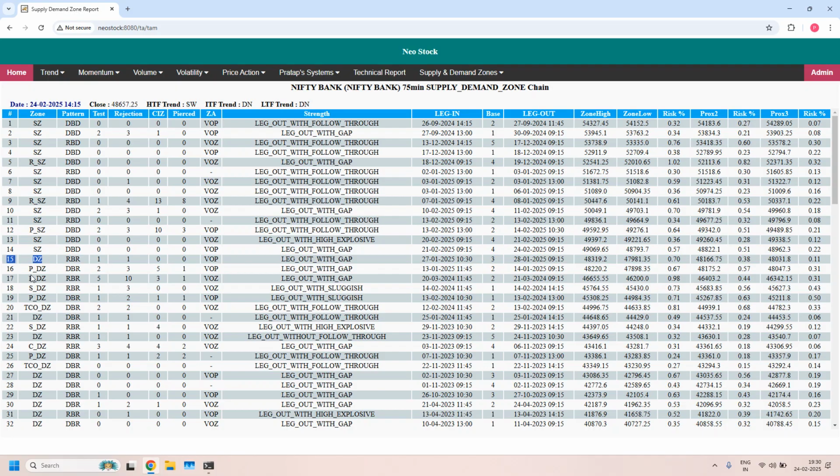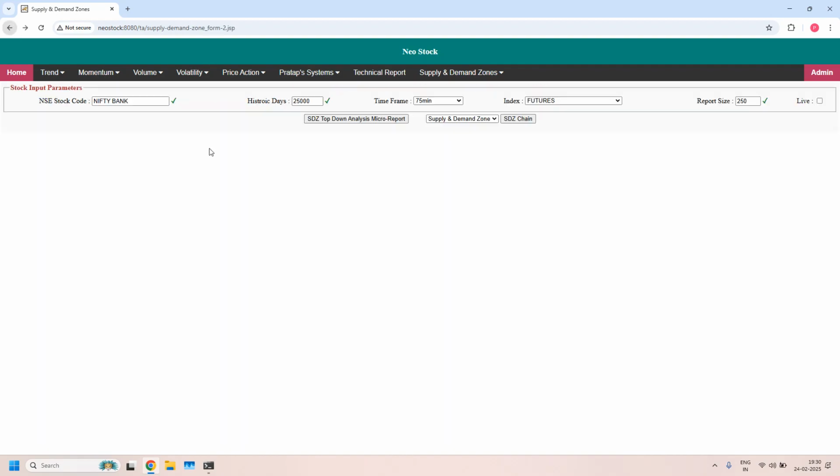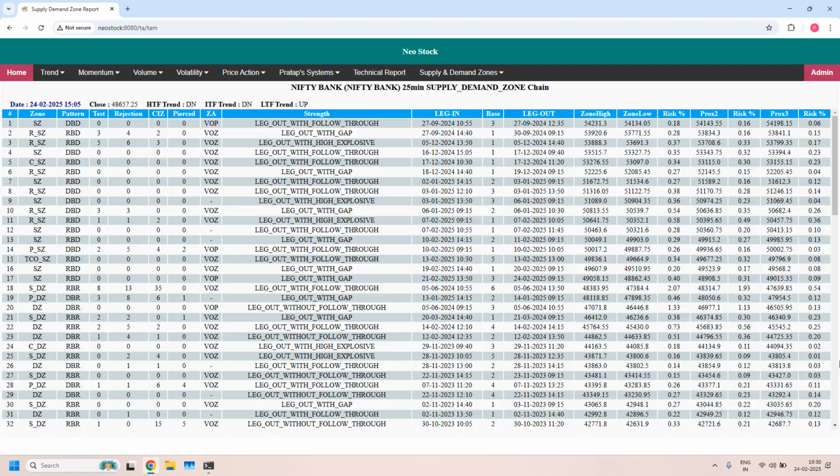Thirteenth is the nearest demand zone to the current closing price. Sorry, 15th, item number 15 or serial number 15. Next, 25 minutes supply demand zone chain for BANKNIFTY. Serial number 18 is the nearest demand zone to the current closing price.